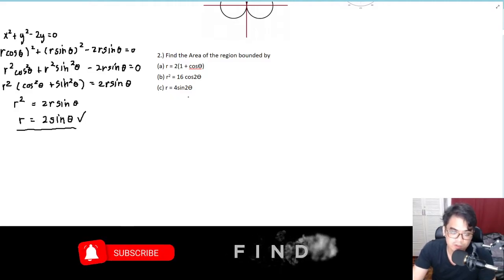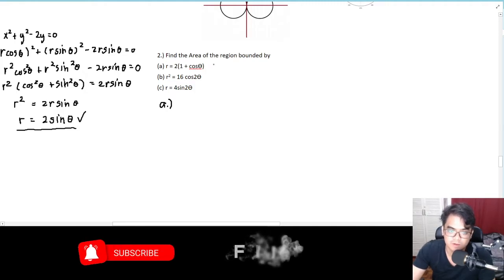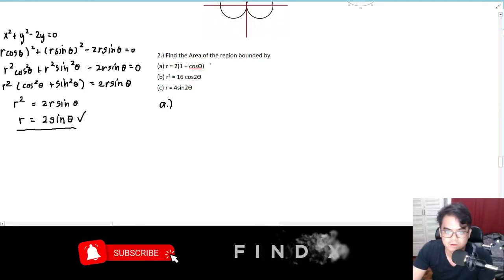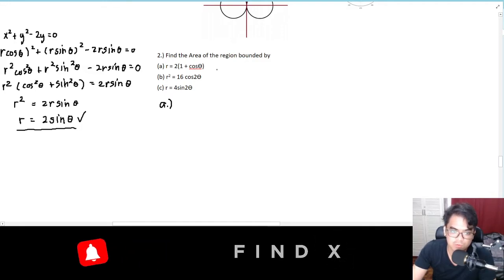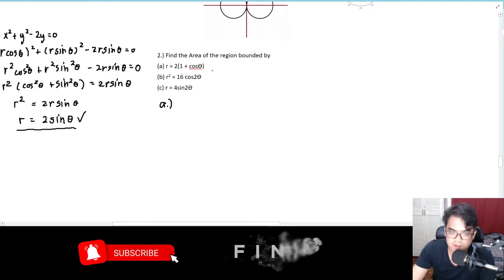So those three are actually in polar coordinates. For letter A, you have to first identify what that polar equation is. Okay, so this graph is r = 2(1 + cosine theta). If you go back to the equations that I discussed, this is actually a cardioid.